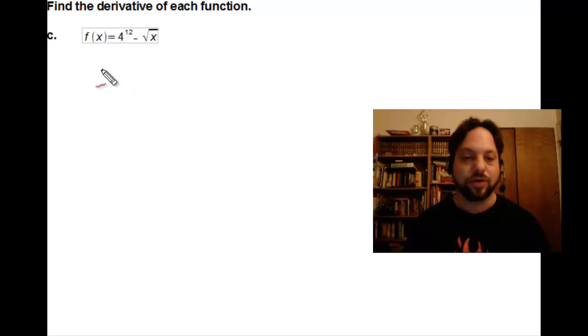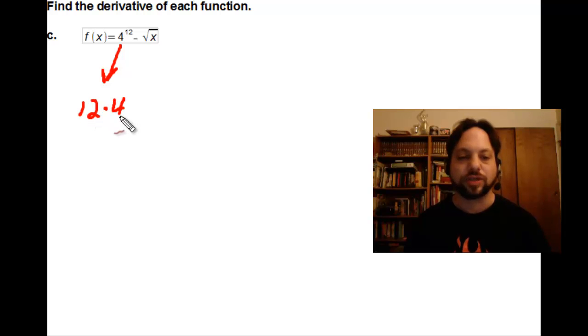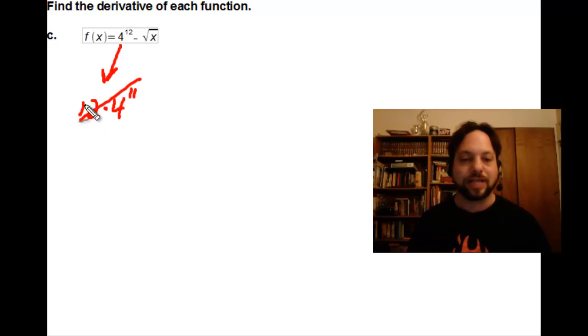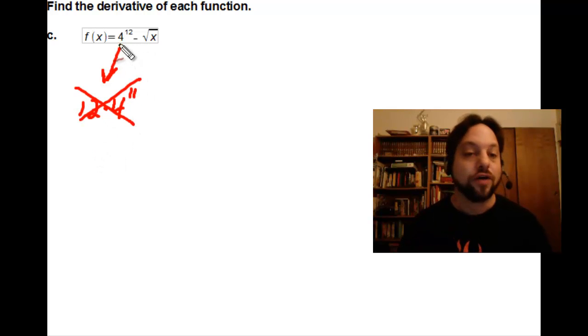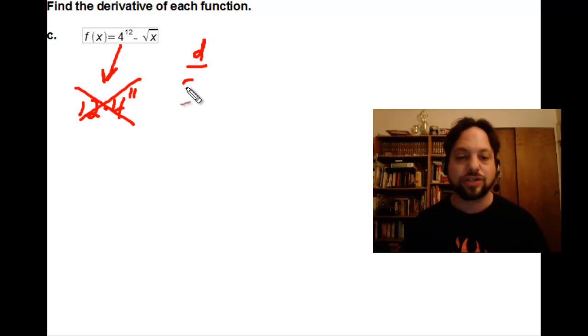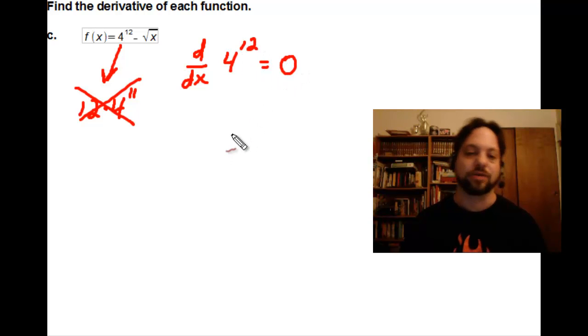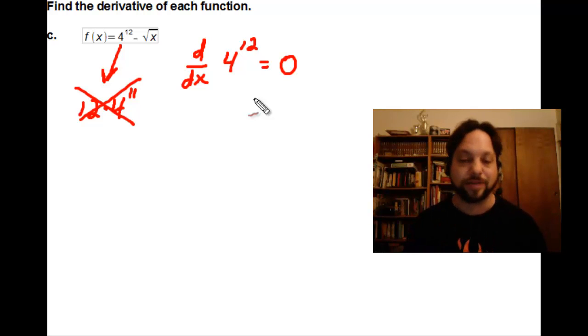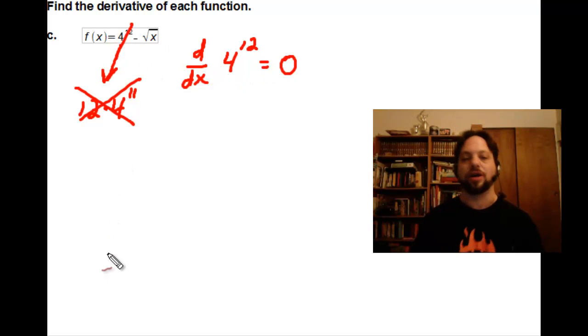How many of you tried differentiating 4 to the 12th as 12 times 4 to the 11th? If you tried doing that, bad news. That is absolutely incorrect. 4 to the 12th power is in fact a constant. And so if we wanted to differentiate 4 to the 12th, that's just going to give us 0. 4 to the 12th looks like a polynomial, but it's really just a constant. 4 times itself, 12 times, has no variables in it at all. So when we differentiate that part, it's gone.